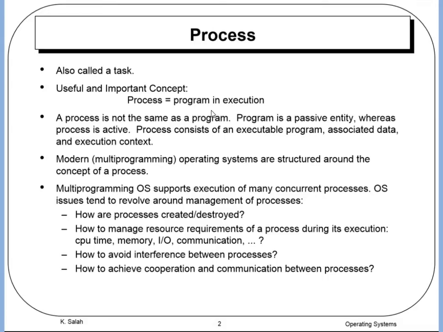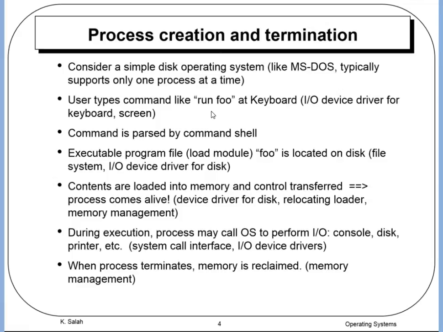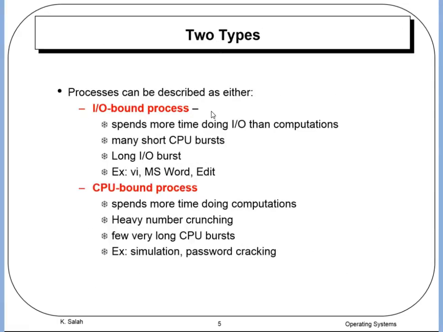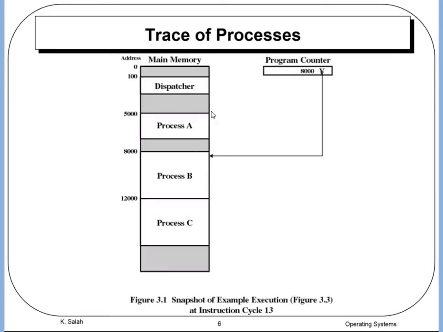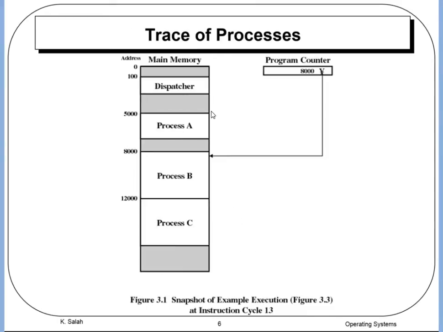A process is loaded into memory and is ready for execution. Okay, we talked about that, so I'm going to skip all of that. The difference between an I/O bound process and a CPU bound process. And this is a trace of processes.